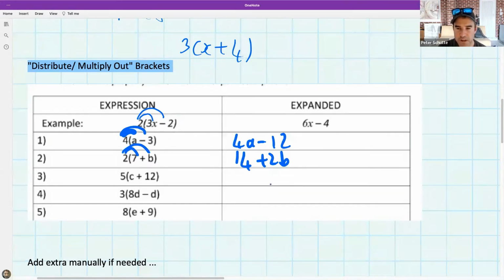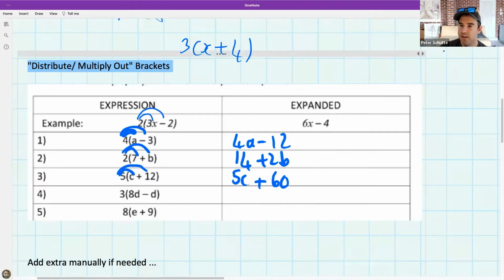Well done, Tando. Tando, could you help us with 3? Okay, sir. It's 5c plus 60. Okay, so 5 times c is that, and 5 times 12 is indeed 60. Fantastic. Woo! Thank you, Tando. Well done, Tando.